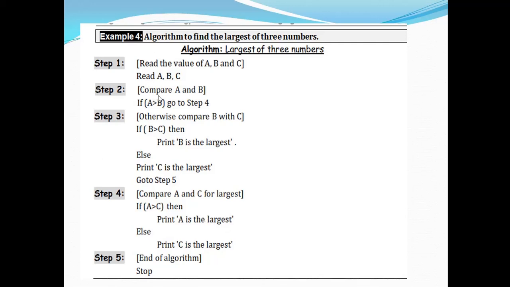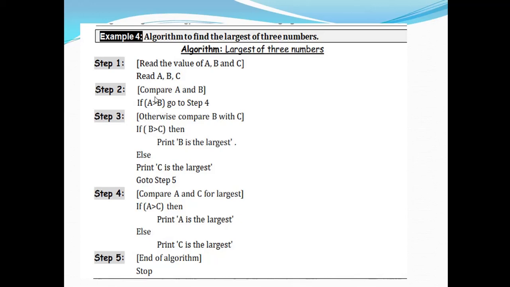Say this condition is not true, that is, the A is greater than B condition is not true, then go to step 3. So what are we going to do in step 3? Here we are going to compare B with C. If B is greater than C, then B is the largest. If this case is false, then we go to step 3. So here we are checking B is greater than C.